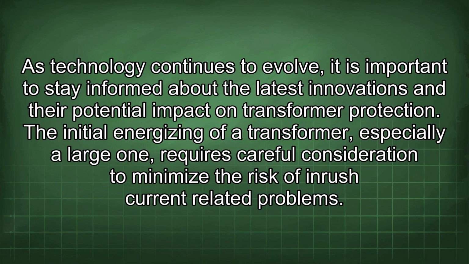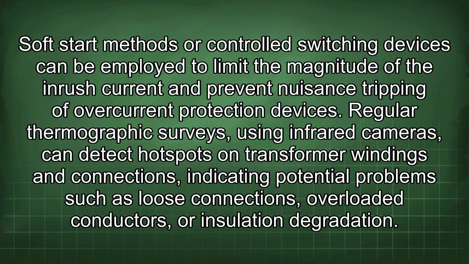The initial energizing of a transformer, especially a large one, requires careful consideration to minimize the risk of inrush current-related problems. Soft start methods or controlled switching devices can be employed to limit the magnitude of the inrush current and prevent nuisance tripping of overcurrent protection devices.